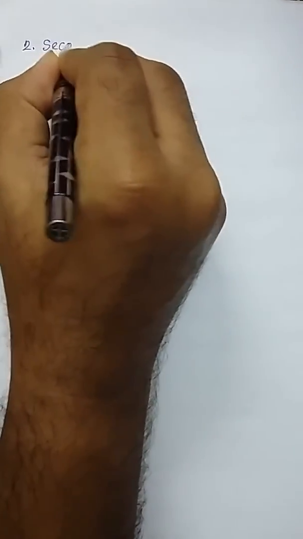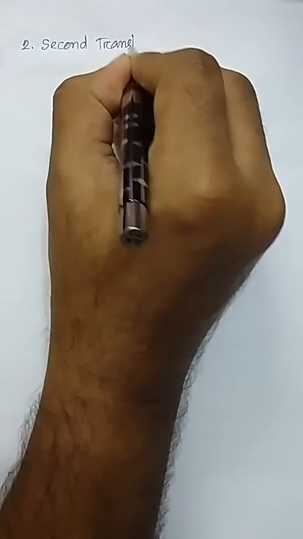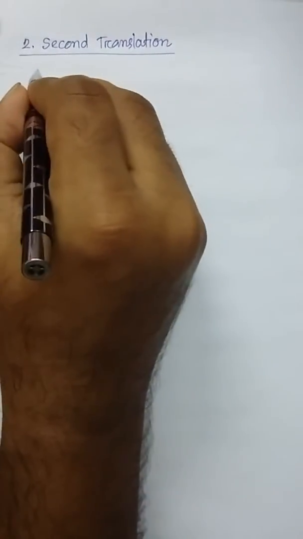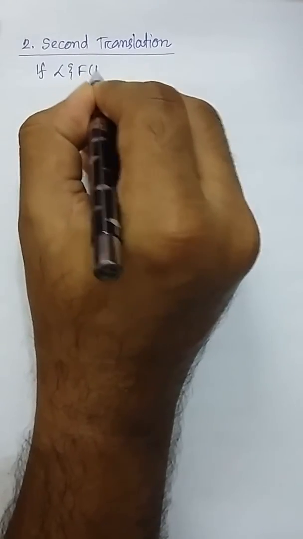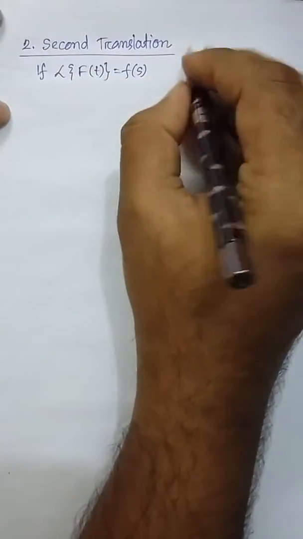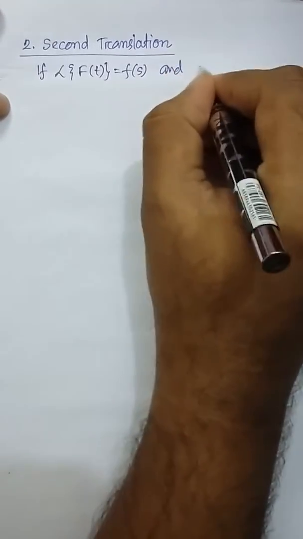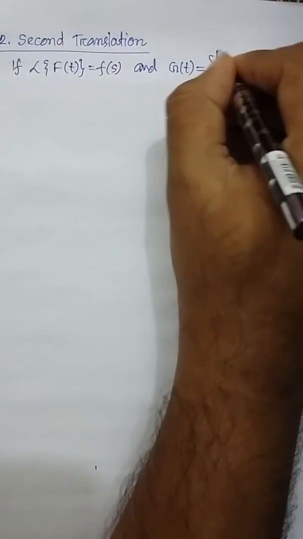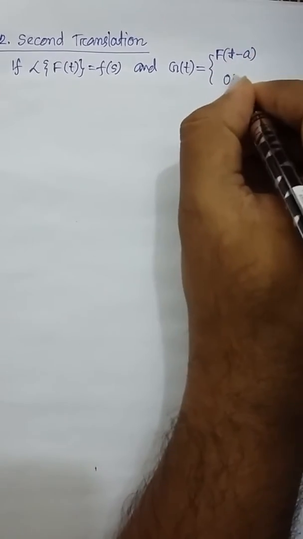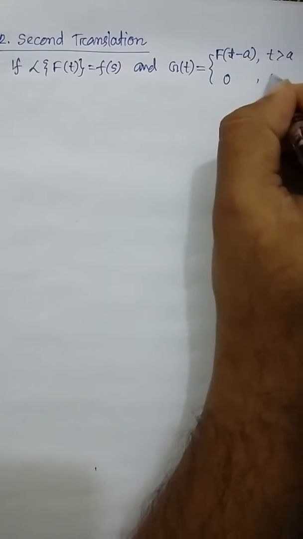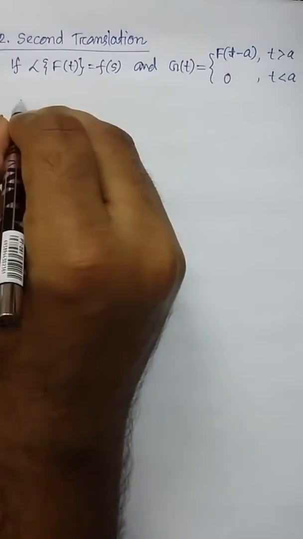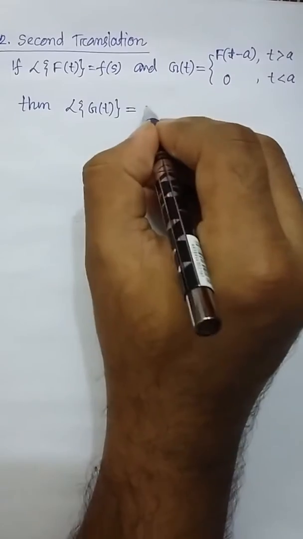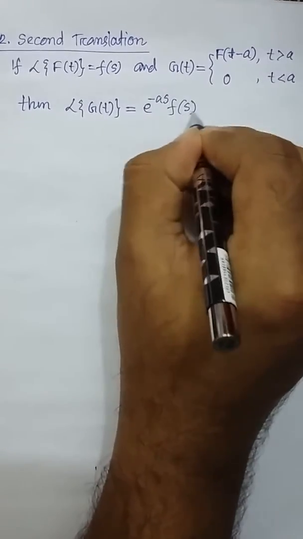Now we will see the second property. It is called second translation. It is a statement: if L of f of t equals f of s, and g of t equals a piecewise function of the form f of t minus a, and it is 0 for t greater than a and for t less than a, then the Laplace transformation of g of t will be e to the power minus as f of s.